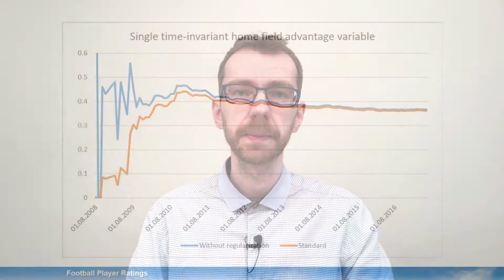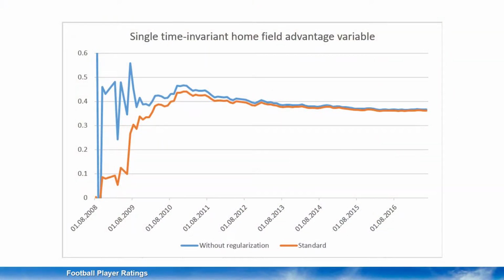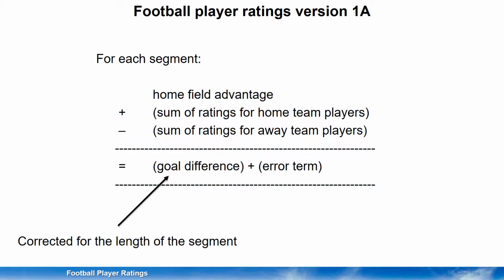While interesting, it turns out that this splitting of the home field advantage into separate values for each country is not helpful when trying to estimate player ratings. Let us therefore go back to the single variable estimate of the home field advantage and see if we can make this estimate time dependent.